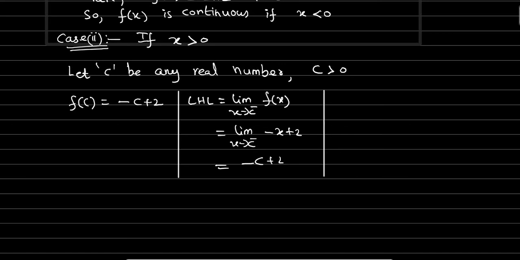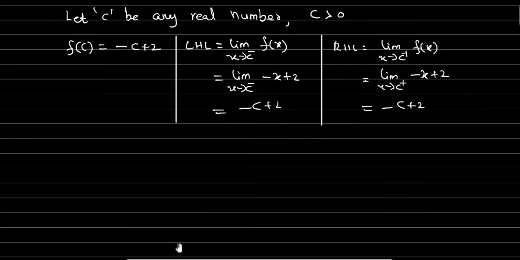Next, the right hand side limit. Limit x is approaching c from the right side, f of x, equal to limit x approaching c. The right hand side close values will also be greater than 0. The suitable function is the second one. Now applying the limit, minus c plus 2. Okay, now here also, the f of c value, the left hand limit and the right hand limit are the same.